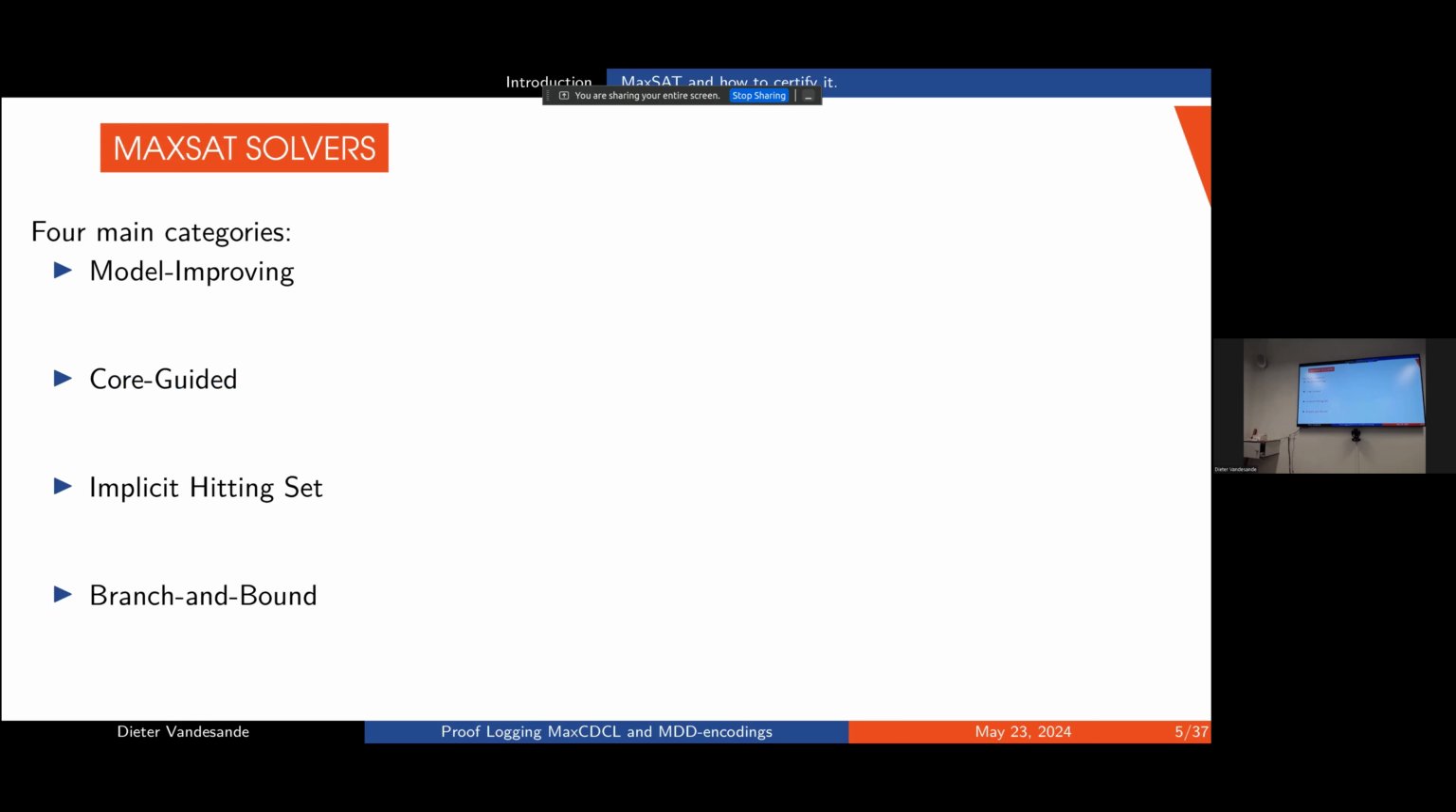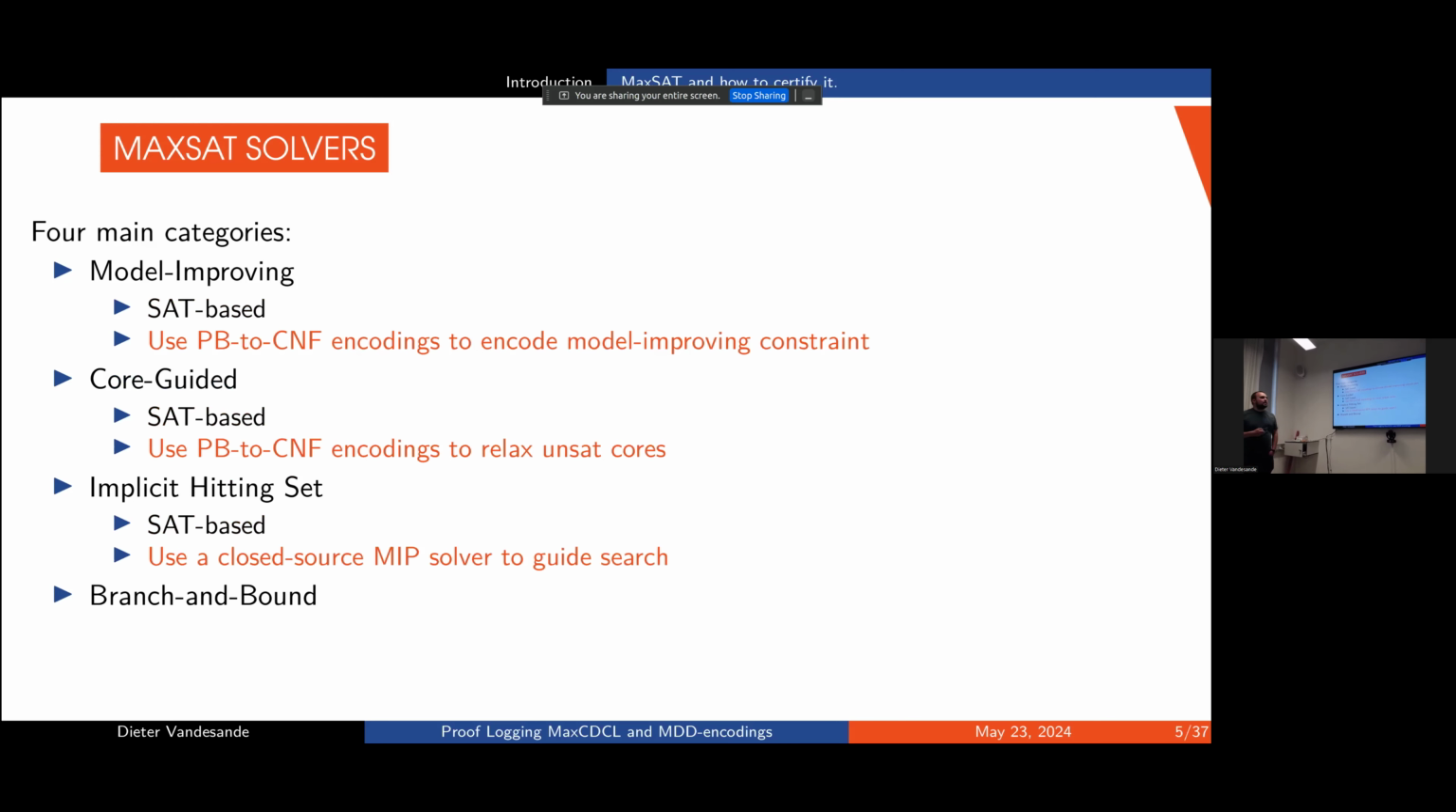So we can think about why that would be. To have an idea about that, it's a good idea to take a look at what kind of MaxSAT solvers there are. We have the SAT-based MaxSAT solvers: model improving, core-guided, and implicit hitting set solvers. They use a SAT oracle to guide their search for optimal solutions, and how they search for the optimality of these solutions depends on the different category of solvers.